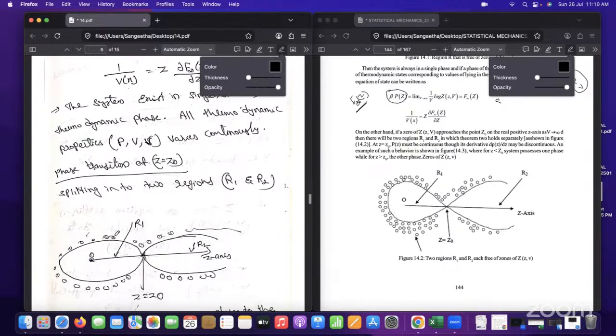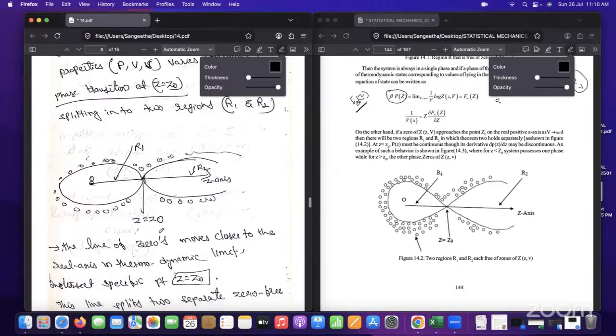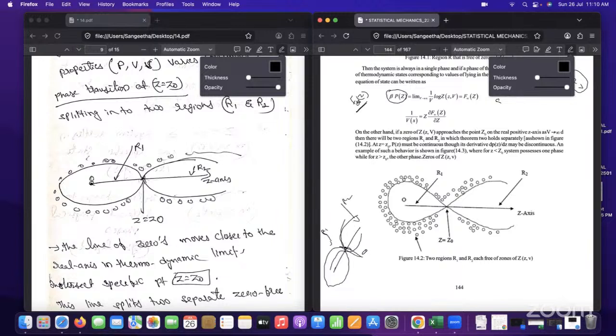Then what happens? Now the original region is splitting into two regions. The original region is split into two regions. What are the two regions here? One point is there. This is region R1. This is region R2. Two regions. This is called the critical point Z equal to Z0.